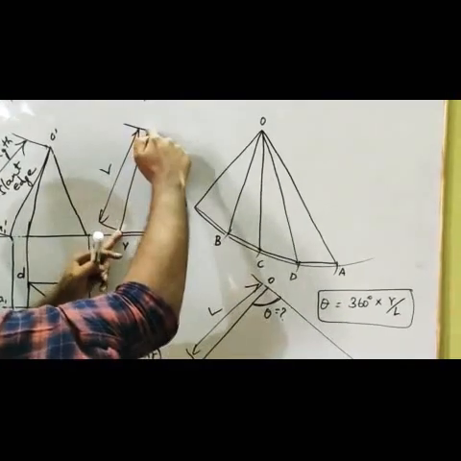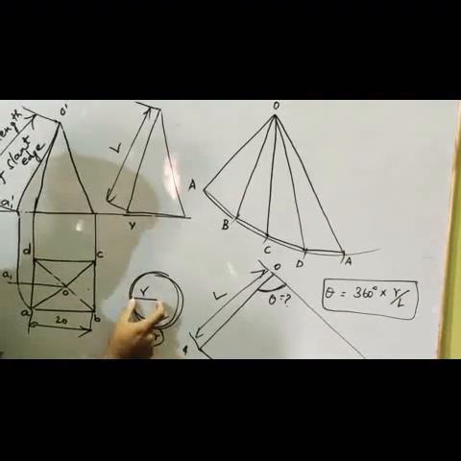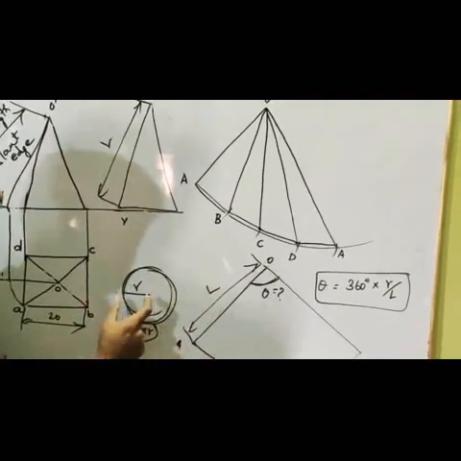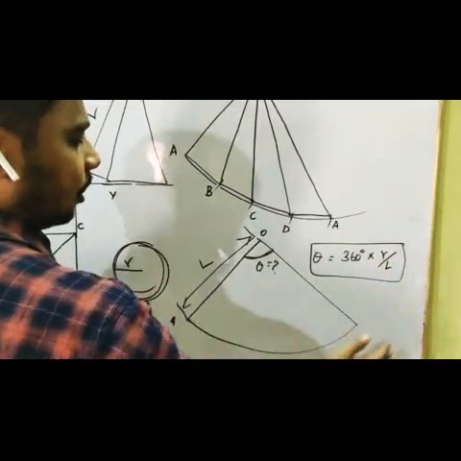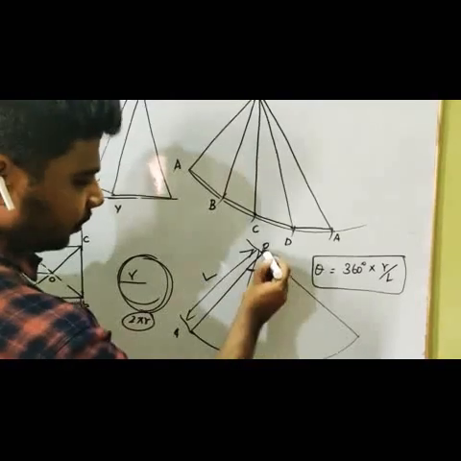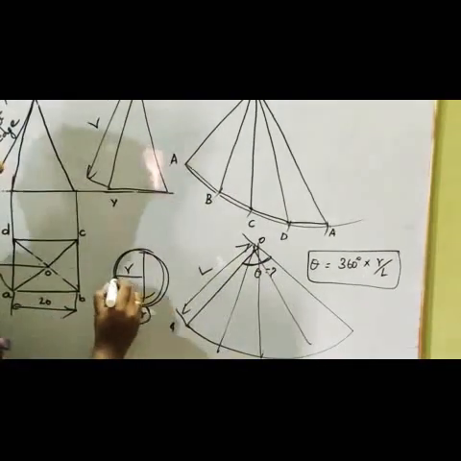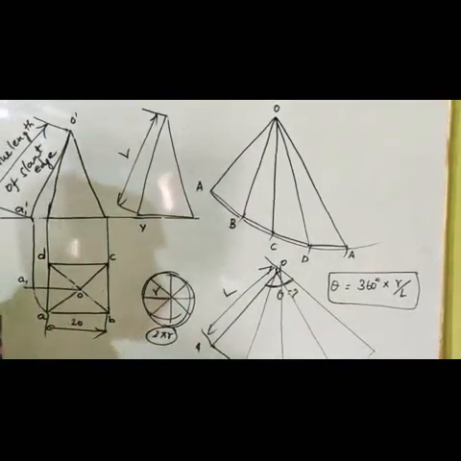This L you can know by measuring the cone in the front view. The R will be the bottom R, the radius of the circle at the bottom of the cone. So theta is equal to 360 into R by L. By using that, you can find theta. The number of divisions is based on how many divisions you have made in your top view. So this is how you have to use radial development.